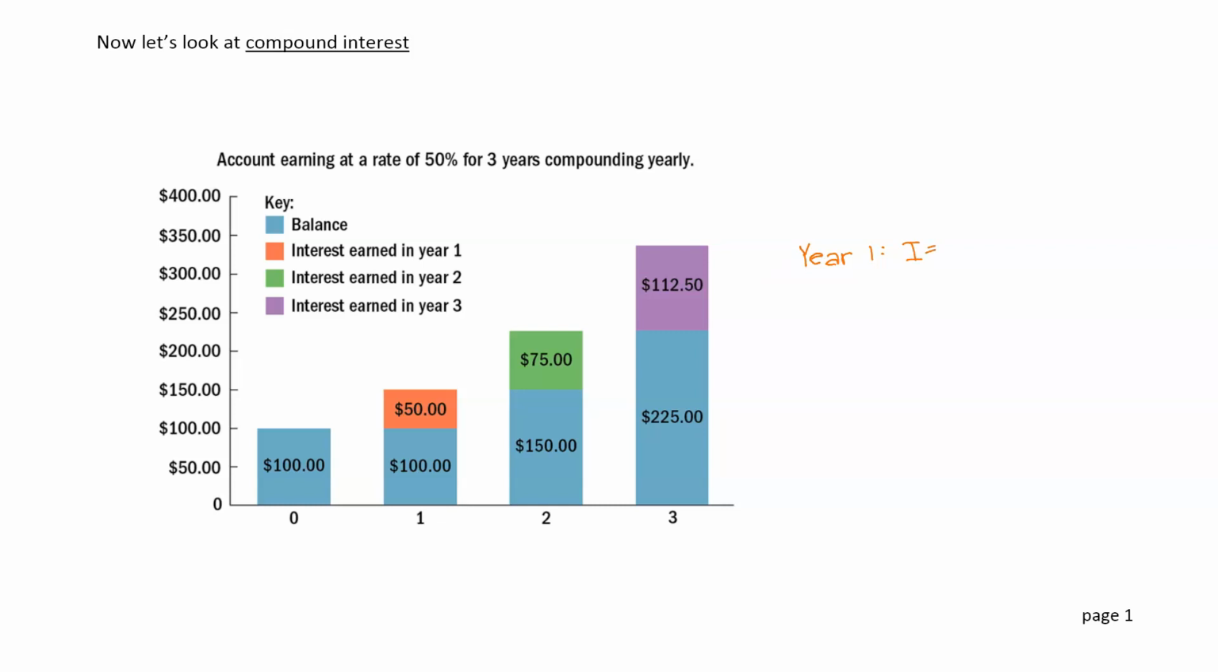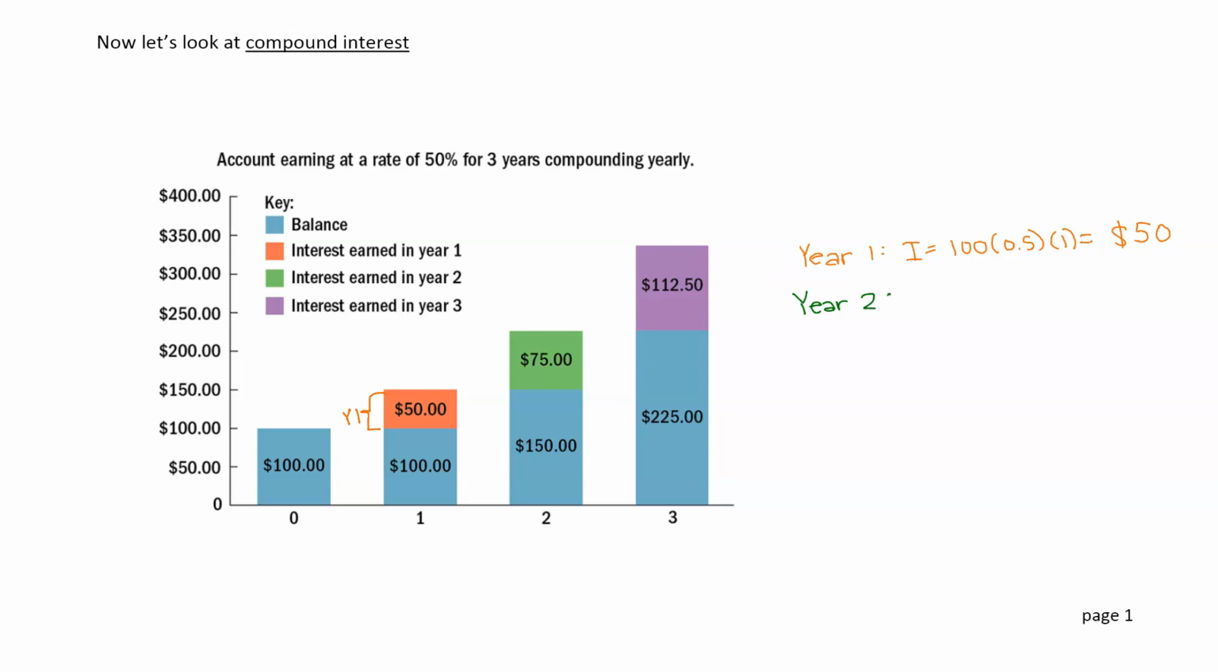So I equals PRT. So I equals 100, which is the principal, times the rate, which is 0.5, times the time, which is 1 year, which is $50 in interest. The account now has $150 in it after the first year. Okay, a whole other year goes by. We're back in January. This is the second year.